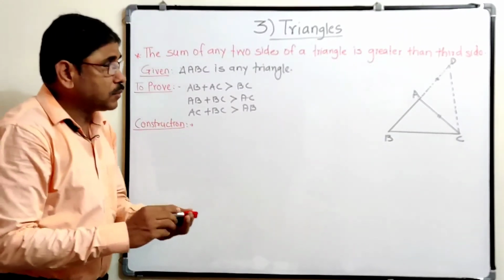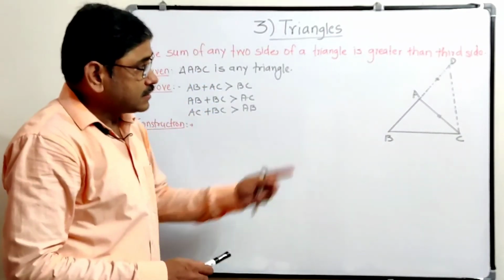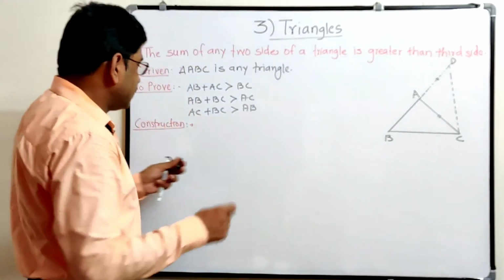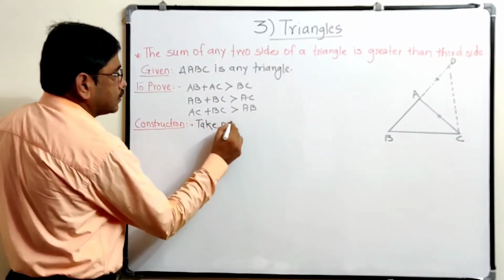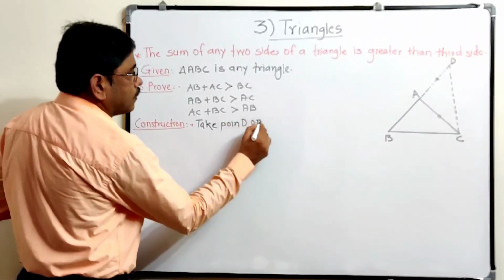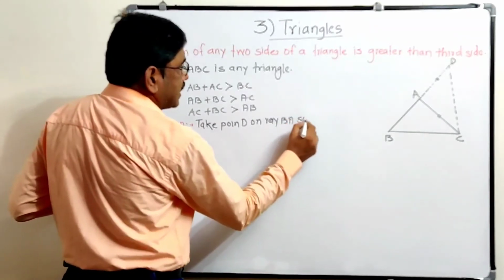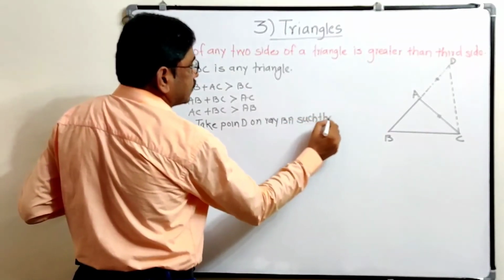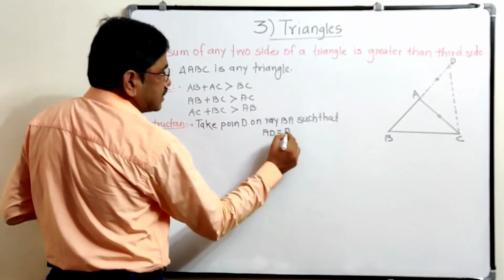Here we have to take point D on ray BA such that AD equals AC. Take point D on ray BA such that AD equals AC.